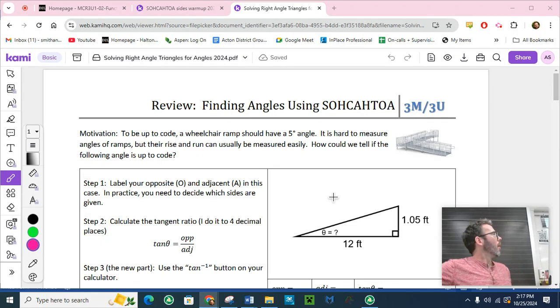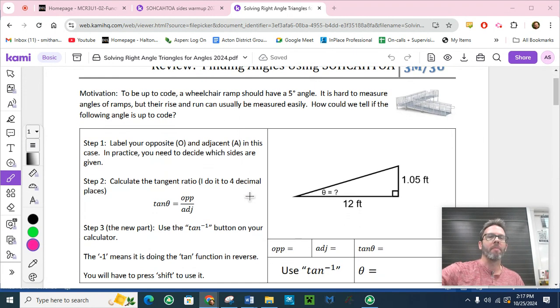All right. We're going to look at a second type of right angle triangle problem today. So here's the motivation. I don't know if this is true about wheelchair ramps. I just made up this fictional problem. But to be up to code, we're going to say our wheelchair ramp should have a 5-degree angle. It can't be too steep, but it also can't be too shallow, or else it's going to take forever to zigzag up. But it's hard to actually get a protractor out there and measure an angle of elevation out in the wild. So we can measure the rise and run of a wheelchair ramp to tell if a ramp's up to code.